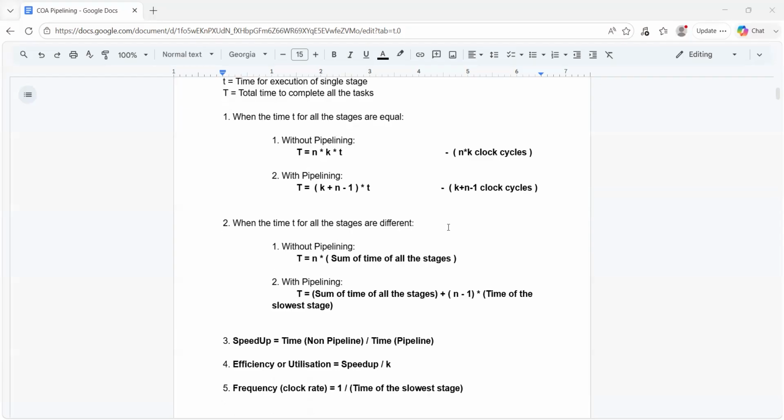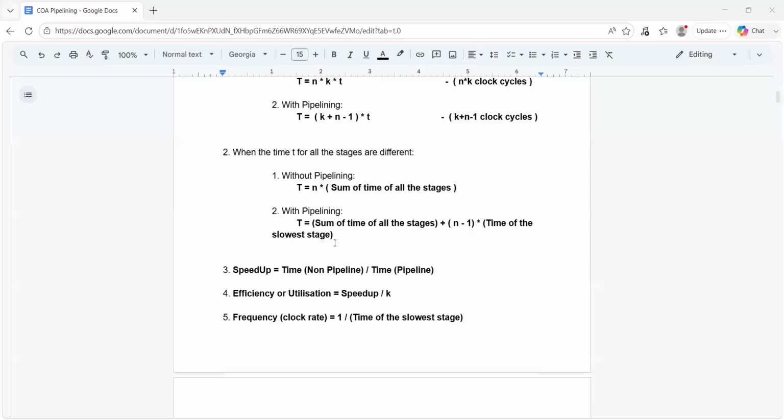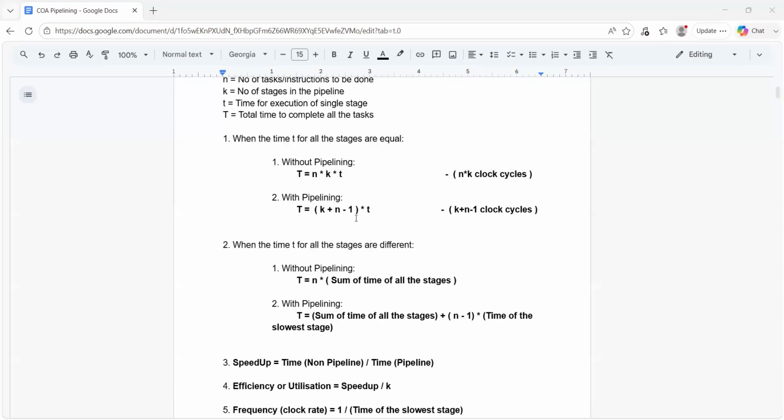When the time is different for all the stages, without pipelining it will be n into the sum of the time of all the stages. For example, if the times of the stages are 10, 20, and 30, the total sum is 60 into the number of instructions, which gives the total time without pipelining. With pipelining, T = sum of the time of all the stages + (n - 1) into the time of the slowest stage. Only the first instruction takes the overall time, and the subsequent instructions just take the time of the slowest stage. So the slowest stage determines the overall time of the pipeline.